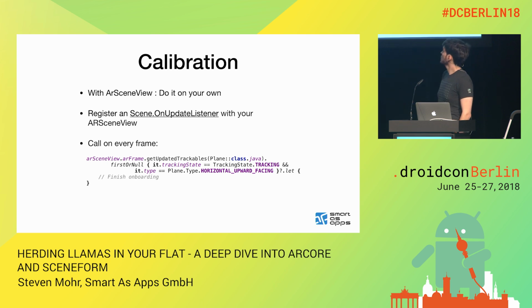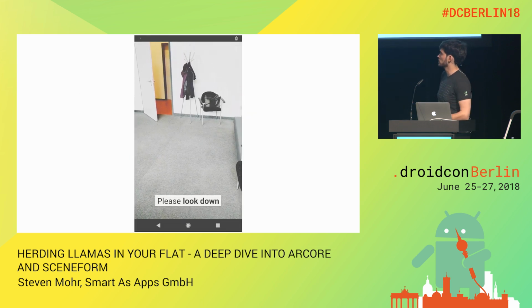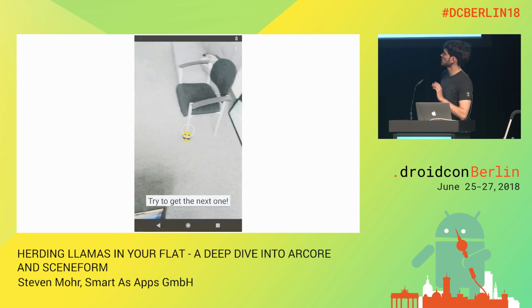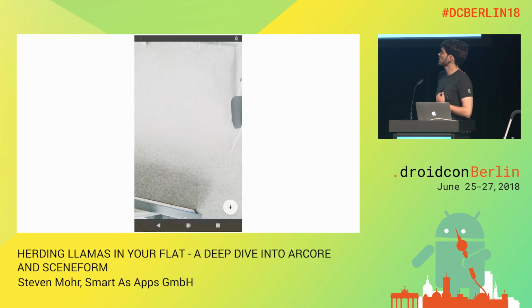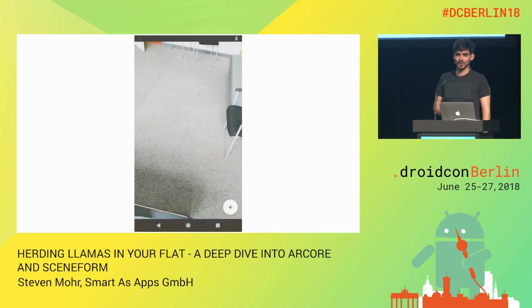For Your Home app, we did something like that. The user should show us the floor, and then he sees some emojis he has to catch in order to find the plane. So that also was pretty fast, but much more work than just saying, okay, just move your phone and you're done.